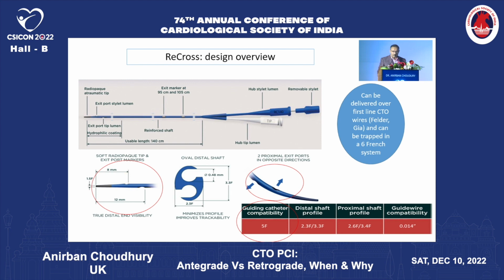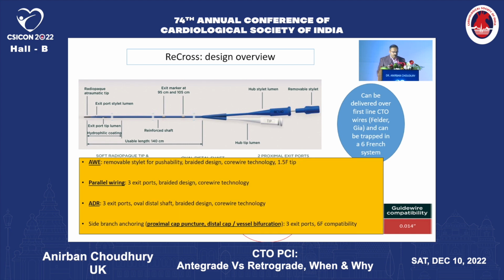It's very hard on the fielders, so it's very deliverable compared to a Stingray, and you can trap it in a 6 French. I'm not saying you do CTOs in a 6 French, but if you get stuck for whatever reason in a difficult non-CTO case, this can be used and you can trap it out. It offers a fair amount of versatility in how it works.